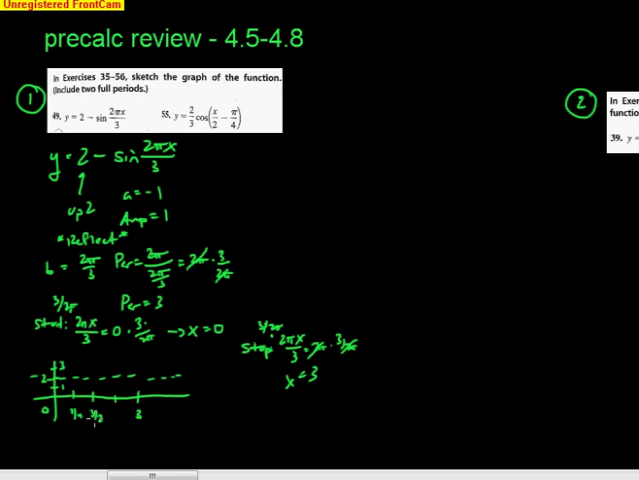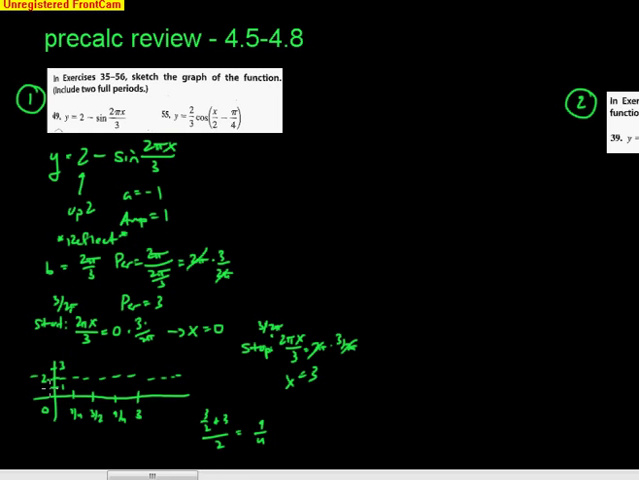Let me do the math real fast. 1.5 plus 3 divided by 2. 2.25. That is going to be 9/4. Not 7/4, 9/4. So again, you can find those points how you need to. Again, it's just adding and dividing by 2. So I did 3/2 plus 3, and then I divided it by 2. That's how I got 9/4.